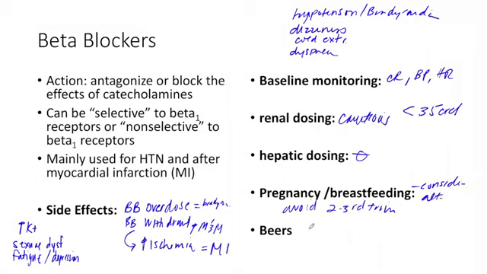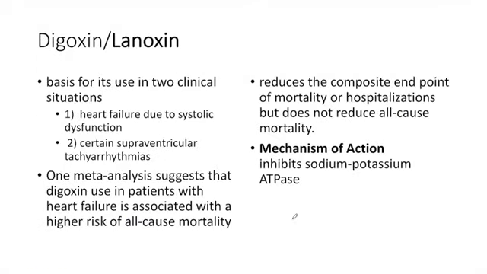Beers list, obviously we utilize these a lot in our elderly population, but you know what the side effects are, so obviously it could precipitate falls, so you have to be very careful. Next up is DIG, a cardiac glycoside. It is useful in heart failure due to systolic dysfunction and certain SV tachyarrhythmias. So those are the two clinical situations that DIG is indicated for use.